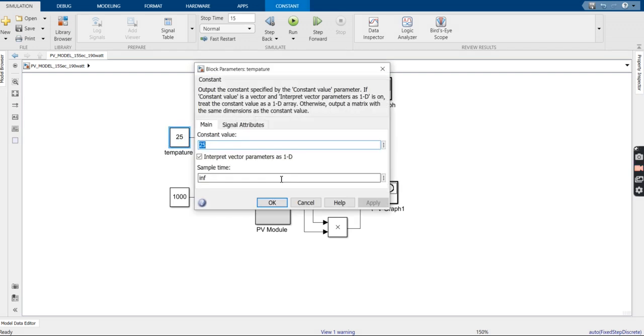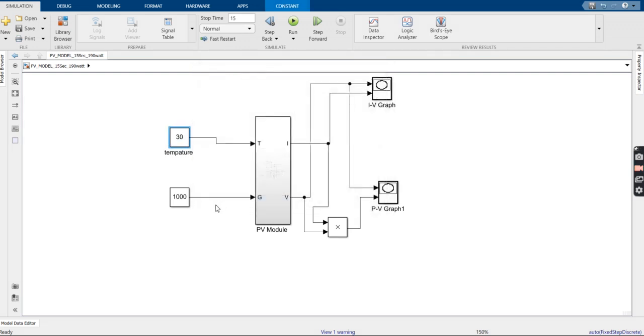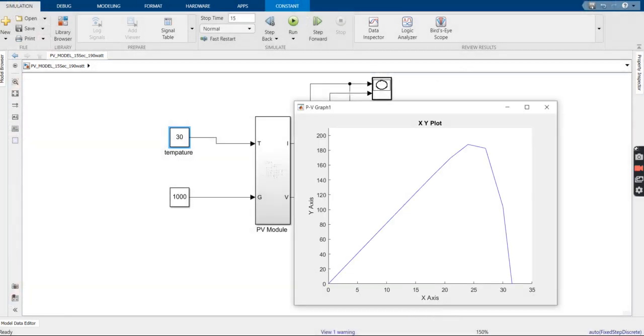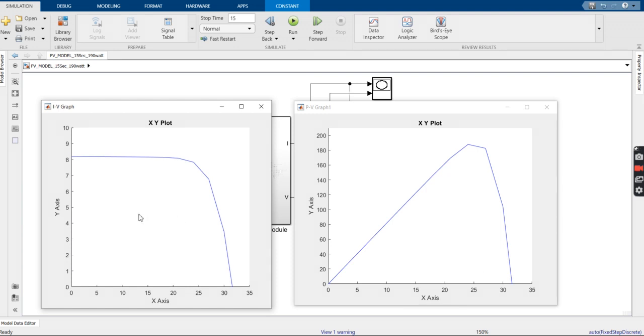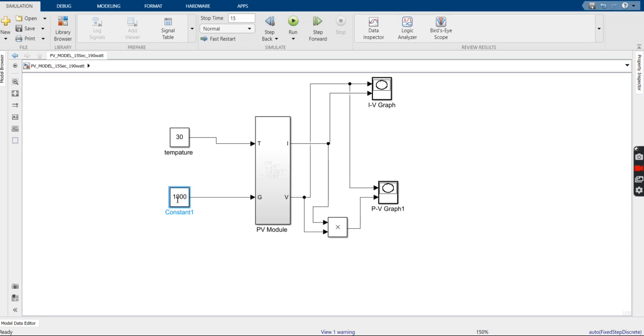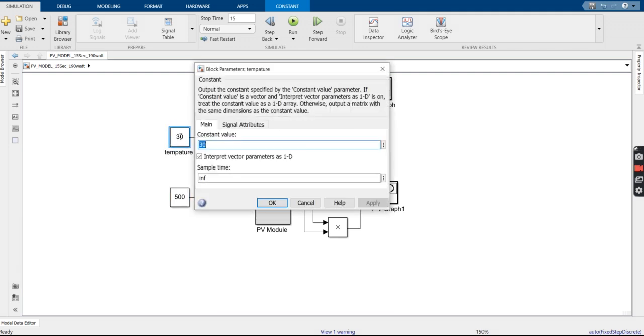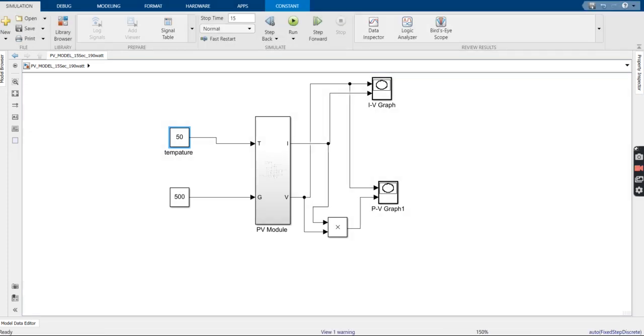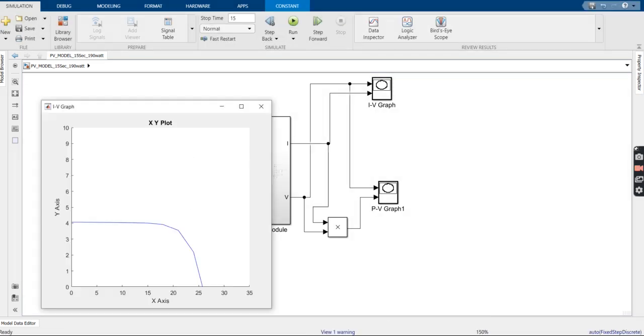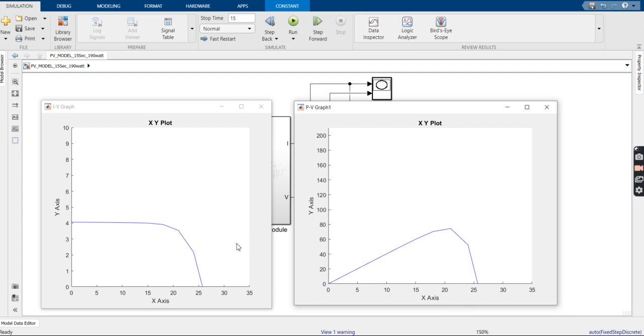Similarly, if the temperature is increased to 30 degrees, we have to check the effect of this. Again we can run it for the time period, and this is the plot that has been obtained at 30 degrees. And if the irradiation value is 500 and the temperature at that time is 20 degrees, because the irradiation is going to affect it, now we are going to calculate the IV and PV characteristic for the same system. The IV and PV characteristic for the same system can be seen here.